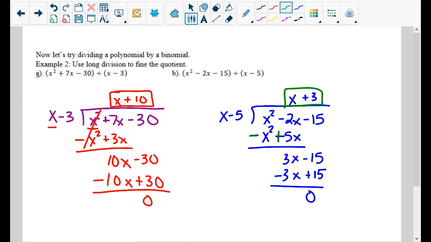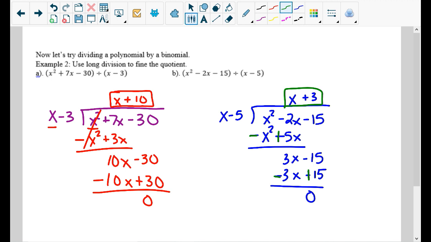So what gives me 3? What do I need to multiply x by to get 3x? Well, I need to multiply it by 3. So 3 times x is 3x. 3 times negative 5 is negative 15. Again, subtract, so the negative becomes positive then. And both the 3x and the 15 cancel out, so there's no remainder, just x plus 3 for my division.